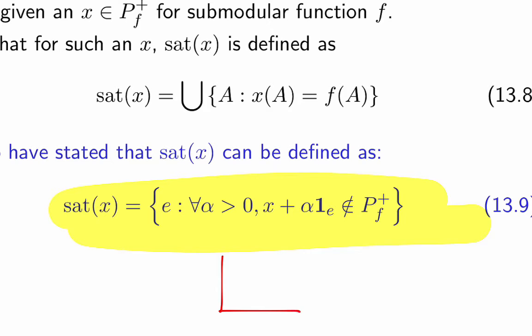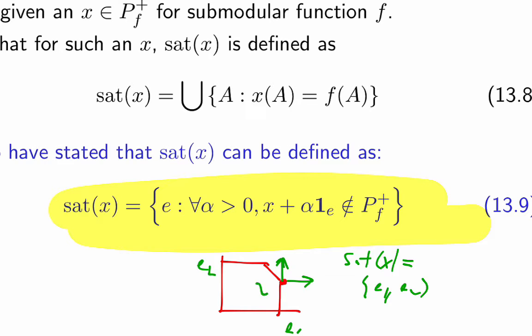So if this is a little polytope here, it's saying that we cannot move in this direction and we cannot move in this direction. Those are the two directions. So SAT in that case corresponds to E1, E2. And this is X right there.